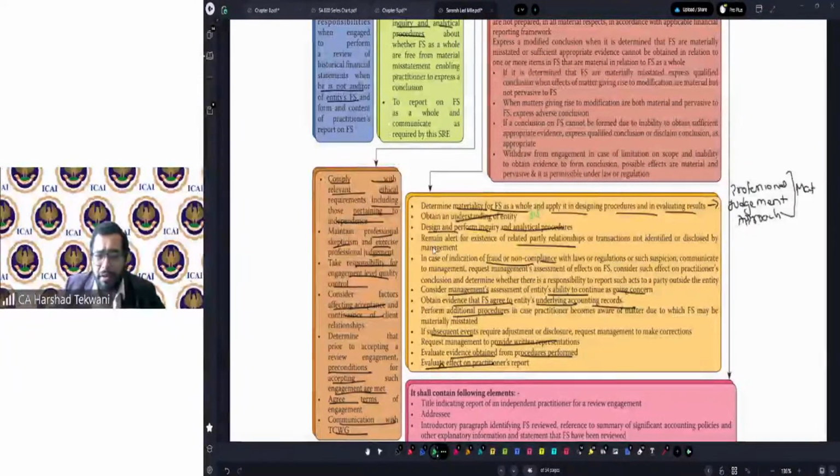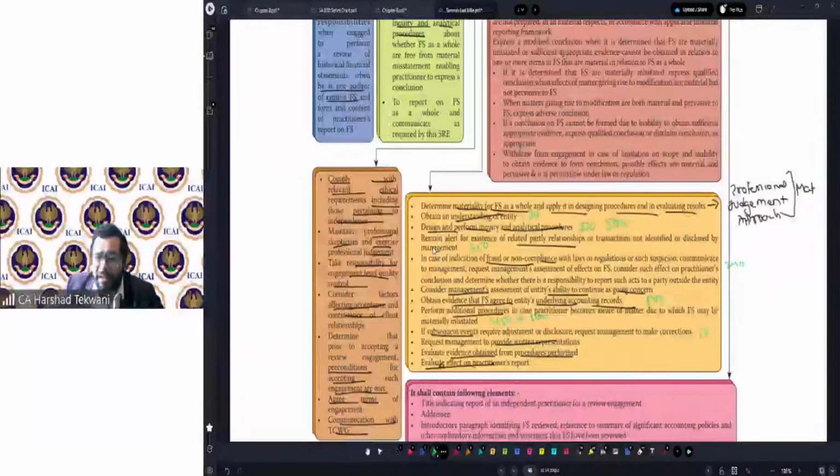Analytical procedures: if you want to perform audit procedures, you draft a response as per 330 and you perform it under 500. Related party, 550. Fraud, 240. Then underlying accounting, obtain evidence that the FS agree to the underlying accounting records. Basically, audit evidence. I need to collect audit evidence as per SA 500. Additional procedures, again, evaluation of misstatement and SA 500, 450 plus 500.